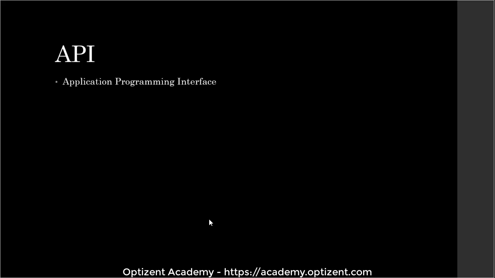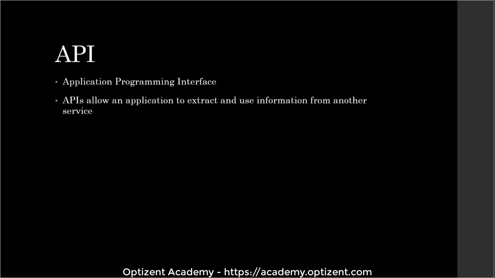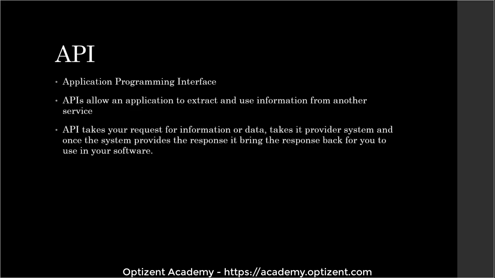API stands for Application Programming Interface. API allows an application to extract and use information from another service or application. API takes your request for information or data, takes it to the provider system, and once the system provides the response, it brings the response back for you to use in your software. Think of it as a messenger who takes your request, gets the response, and brings it back to you.